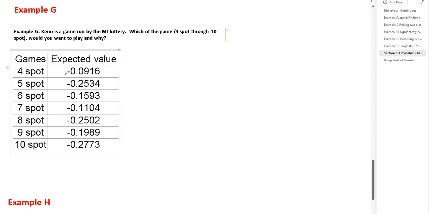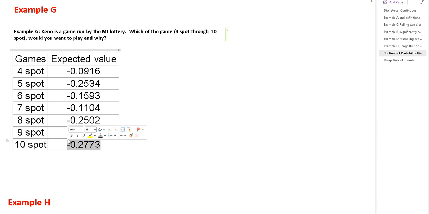I'm going the 4 spot, right? But look at how much variability there is in your expected value. The 10 spot? Wow. On average, you're losing 3 times as much with the 10 spot as you are with a 4 spot. Yeah, I would stay away from the 10 spot for sure. The 4 spot looks the best because although you're losing money, signified by the minus here, it's not as much on average as you would if you're playing the 10 spot.